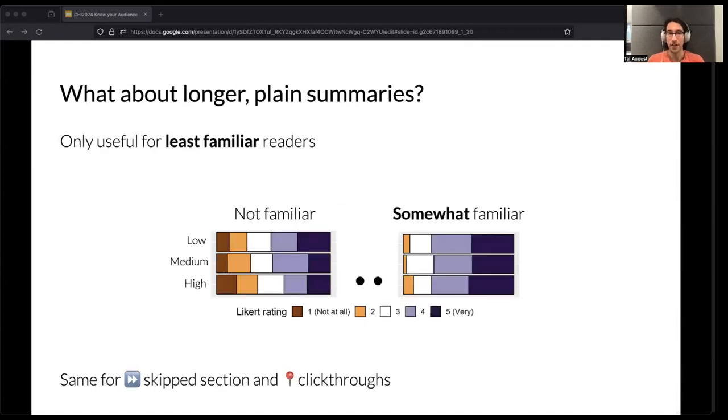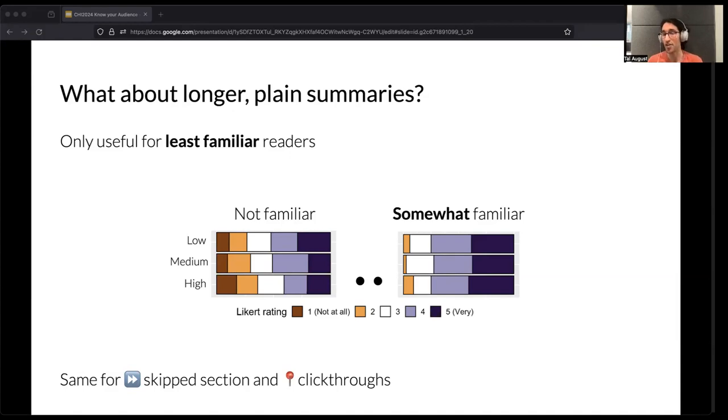So to briefly summarize our findings from our third study, what we found was that generally the trend held for lower complexity being better for lower familiarity participants. But in the case of these longer plain language summaries, low complexity was really only useful for people with no familiarity with the summary's topic at all. So here I'm showing the not at all familiar ratings, and you can see the same trend as high complexity summaries still get the most not at all ratings and the least very ratings.